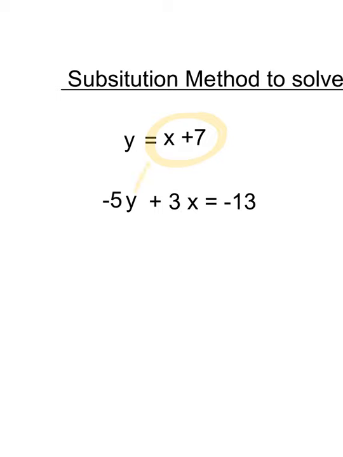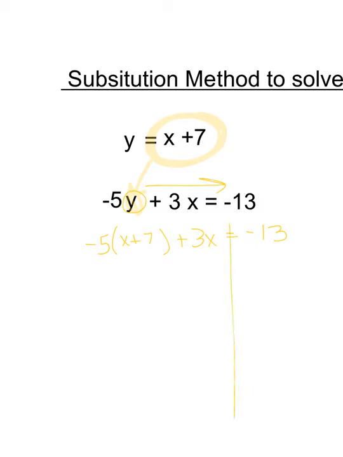So I'm going to go down to my other equation, and I'm going to replace this y with x plus 7. So we write it like this: -5, replace the y with x plus 7 using parentheses, and then continue writing out the rest of the equation. Plus 3x equals -13. And from here, this is just a normal solving equation, as long as you can do that first step of substituting.